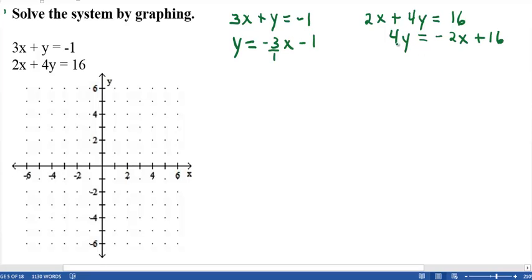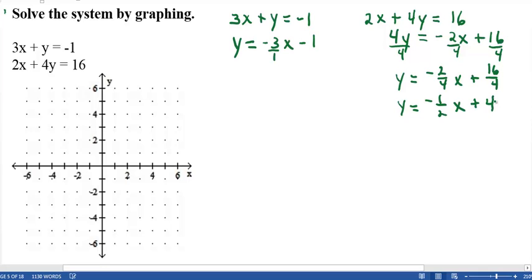I need to solve for 1y, so I'm going to divide every term by a positive 4. So y would equal -2/4 x + 16/4. Now -2/4 can reduce to -1/2 x, and 16/4 is the same thing as a positive 4. Now I'm going to go ahead and graph each of these lines.